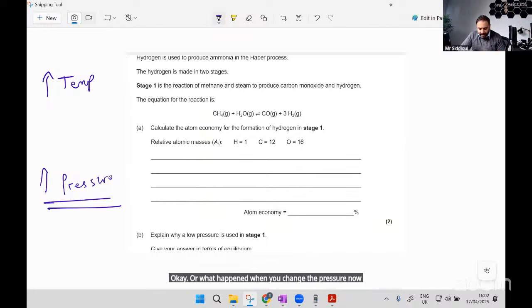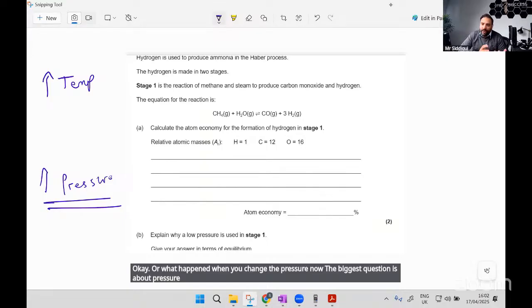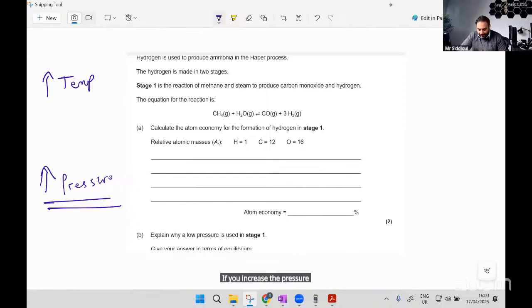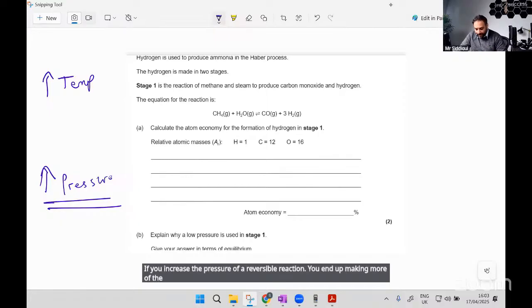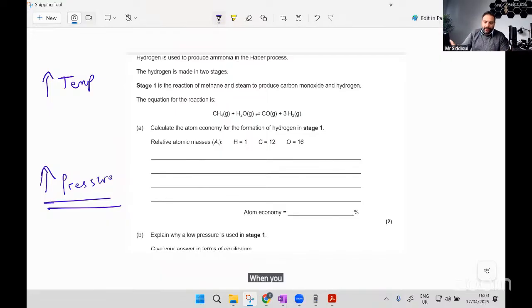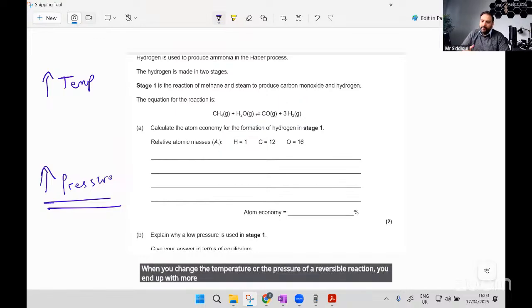Now, because this question is about pressure, let me just explain how you know what happens in a reversible reaction when you change the pressure. If you increase the pressure of a reversible reaction, you end up making more of the side with fewer gas molecules. That's a bit of a mouthful. Let me say it again, right? When you change the temperature or the pressure of a reversible reaction, you end up with more of one side than the other. You produce a bigger yield of one side than the other.